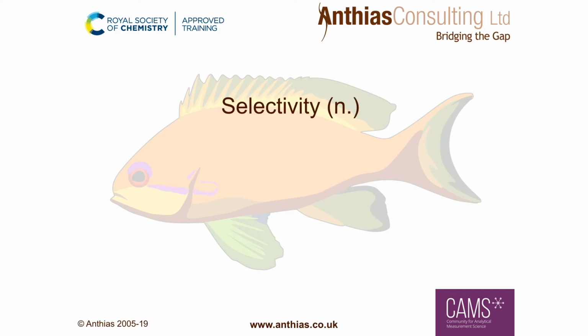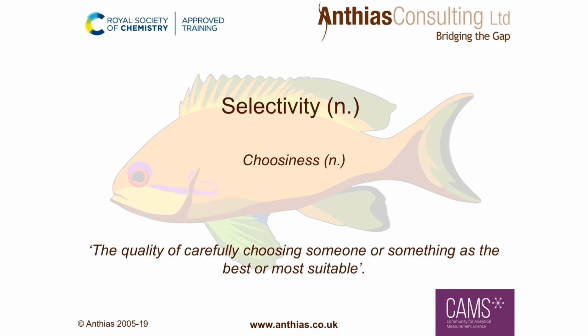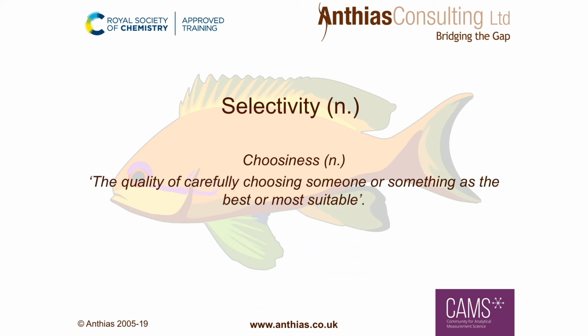First of all, think about selectivity. What does it really mean? It could mean choosiness. That means the quality of carefully choosing someone or something as the best or the most suitable. So therefore, if we're going into our GC analysis, we could be selecting the technique, for example. Gas chromatography could be better for an application than liquid chromatography.